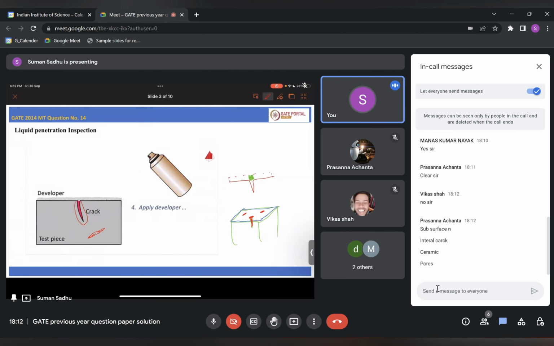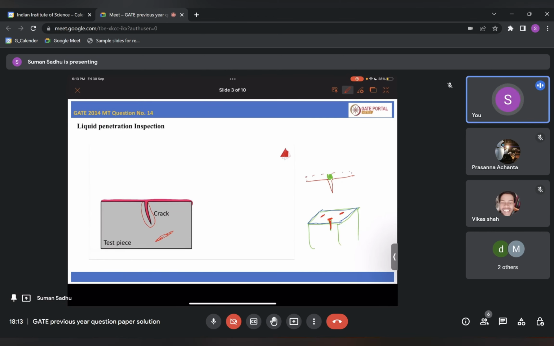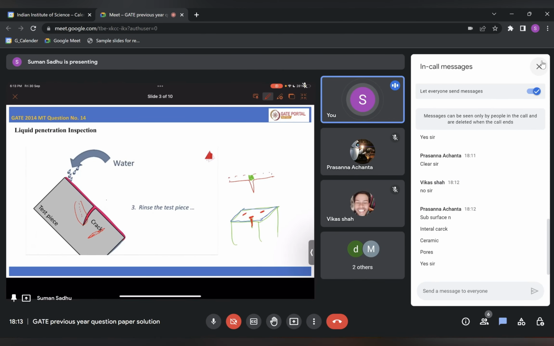Yes, exactly. So if your sample has porosity, then this technique will not work because inside the pores also that dye will go inside, right? So when you apply the developer, at the location of the pores also that colored dye will be visible. So in this technique you cannot distinguish which are the pores, which are the surface crack, right? So you cannot use it for ceramic or oxide samples. Oxide also has porosity. So for those kinds of samples you cannot use this technique.